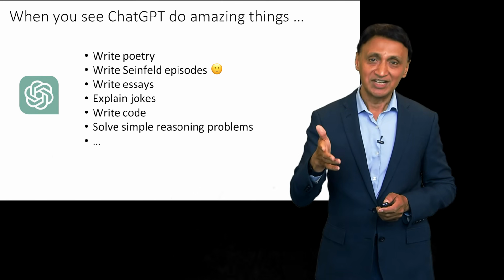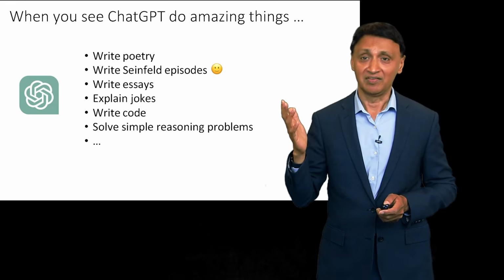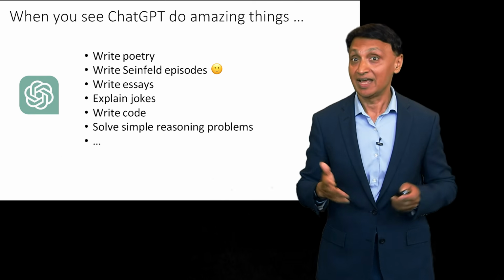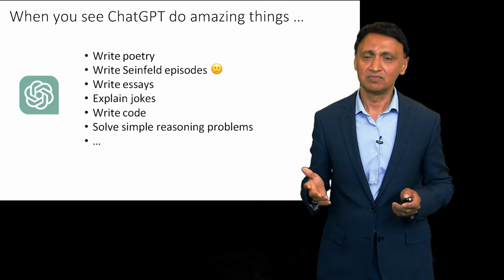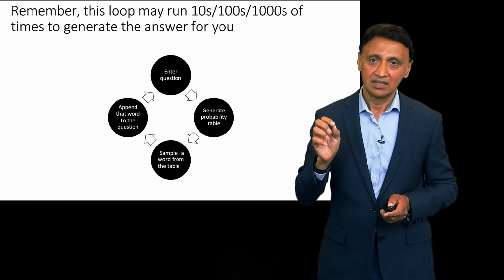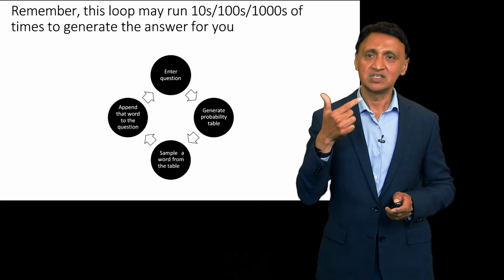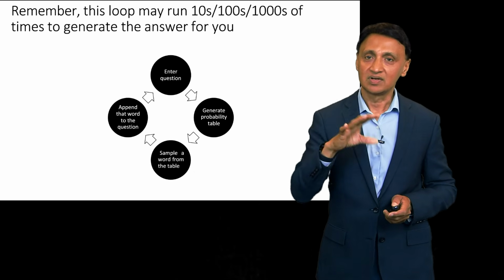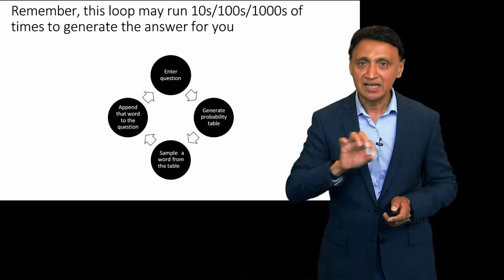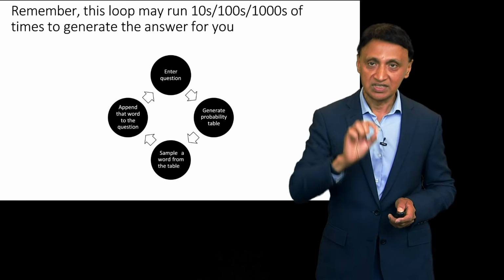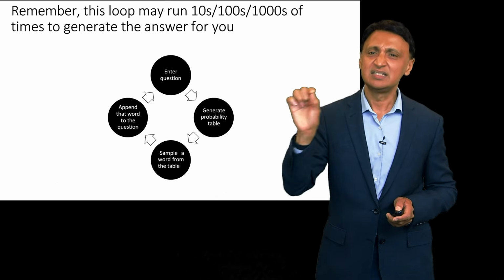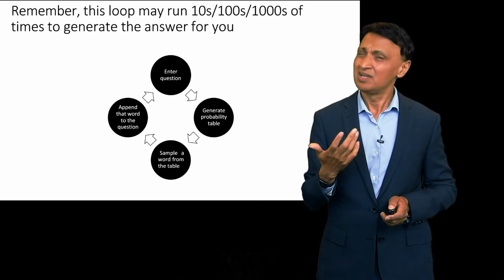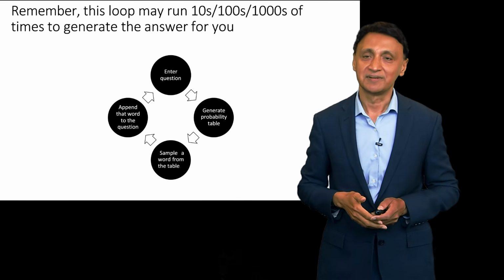So when you see ChatGPT do amazing things, write poetry, write essays, explain jokes, solve reasoning problems, write Seinfeld episodes, write code, and so on and so forth, remember this. This loop of take the starting question, generate the probability table, pick a word or sample a word from the table, append it to the starting question, and do this thing again. This whole loop may run tens, hundreds, thousands of times before the answer gets generated for you. So this is really what's going on under the hood.